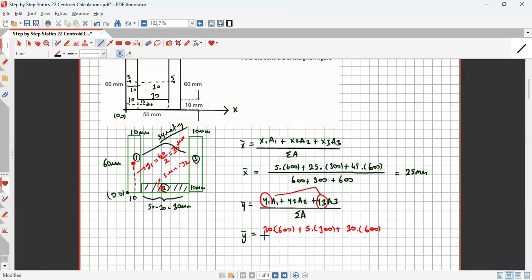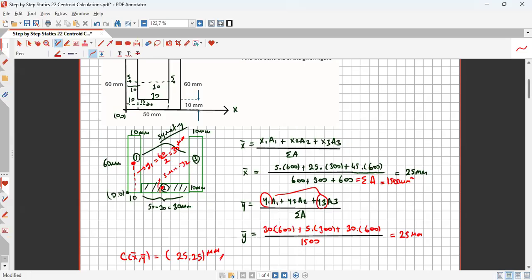Okay. Divide by the total area. The total area is equal to 1500 millimeter square. We find here y is equal to 25 millimeter. To conclude, our centroid is equal to 25 and 25 millimeters.